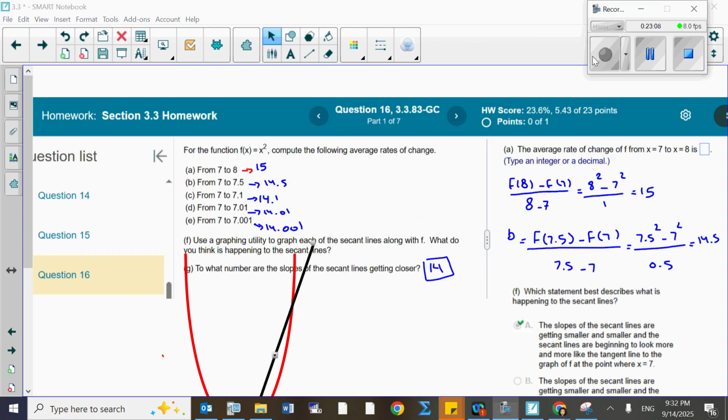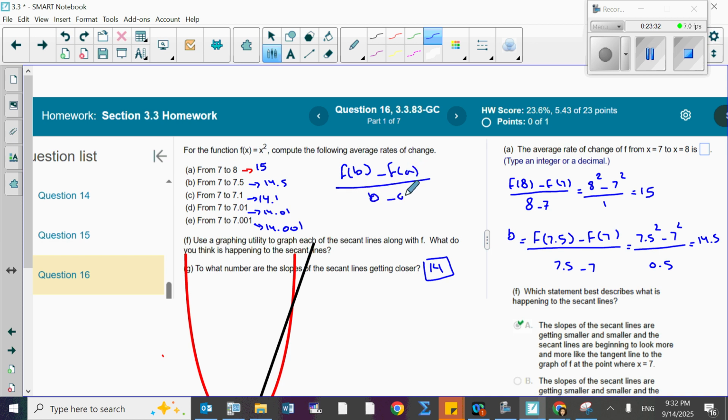Okay, so question 16 is asking us to find the average rate of change for all these points. The function is x squared. So in order to find average rate of change between 7 to 8, as we know, we're again using the same formula that we already know, f of b minus f of a over b minus a. So you replace f of 8 and f of 7 over 8 minus 7. We found it, and it's equal to 15. And we're going to do the same thing for all the other values. This is the second one, f of 7.5 minus f of 7, and so on.